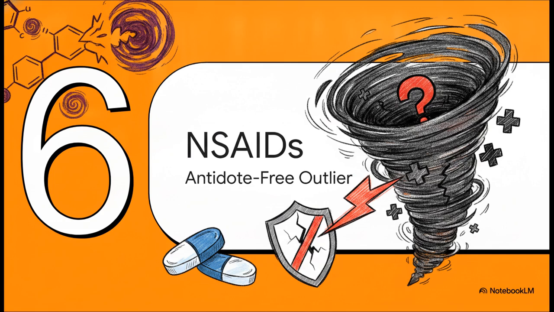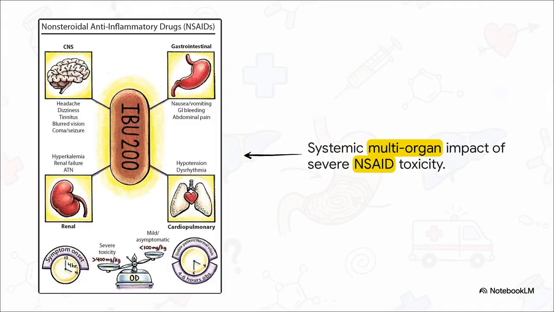Finally, Section 6. NSAIDs, the antidote-free outlier, a terrifying narrative twist. NSAIDs, so things like ibuprofen and naproxen, introduce a completely different physiological crisis altogether. The toxicity here relies heavily on the severe inhibition of the COX-1 and COX-2 enzymes. Under normal conditions, these cyclooxygenase enzymes are busy synthesizing protective prostaglandins. Those are the lipids that maintain the thick mucosal lining of the stomach and ensure adequate renal blood flow. But in a massive NSAID overdose, often exceeding 400 milligrams per kilogram, this synthesis is just completely shut down.